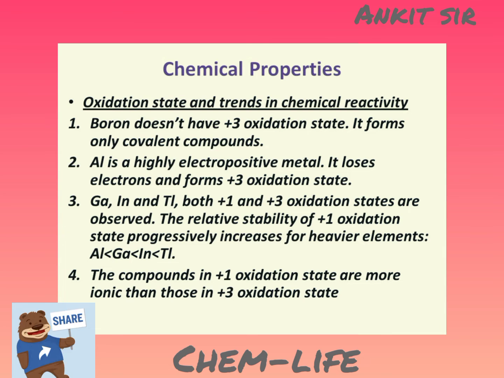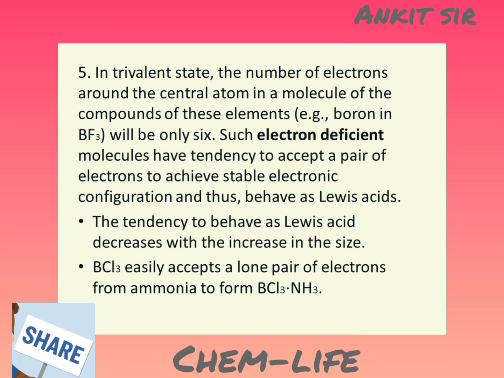In the trivalent state, the number of electrons around the central metal or central atom in a molecule of the compound of these elements, for example boron in BF3, will be only 6. Such electron deficient molecules have a tendency to accept a lone pair of electrons and thus behave as a Lewis acid. Lewis acids are those which accept a lone pair of electrons.